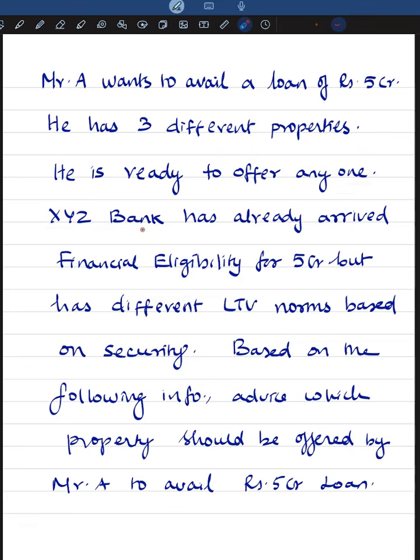XYZ Bank has already arrived at the financial eligibility for 5 crore by looking into his past IT returns, or say the repayment capacity. But they also consider the LTV of the collateral security. Okay, so they have different LTV norms based on security. Now, based on the following information, you have to advise which property should be offered by Mr. A to avail 5 crore loan.